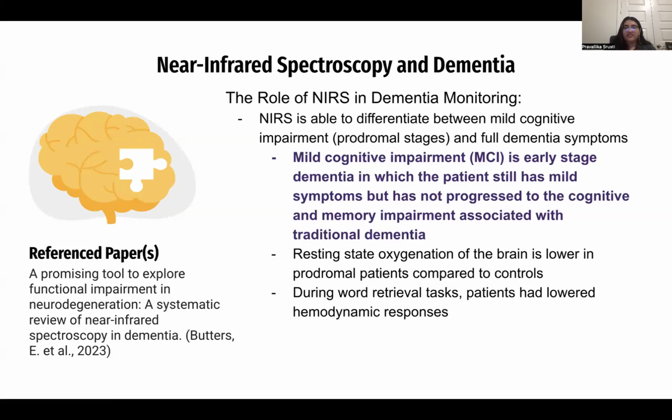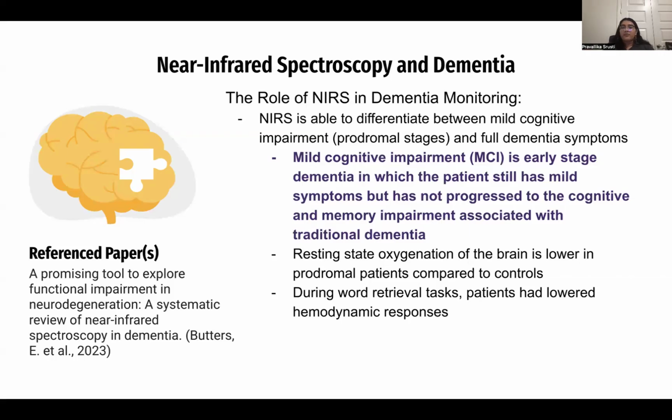Those are going to be the first things that indicate a dementia diagnosis or whatever is going on. Then you have your cognitive symptoms, which show up a bit later. And before you are full-blown in dementia, where you are not able to take care of yourself, you have mild cognitive impairment, which is an early stage of dementia, in which the patient still has mild symptoms, but they haven't progressed to the cognitive and memory impairment associated with traditional dementia. And they're still able to independently take care of themselves and function, right?